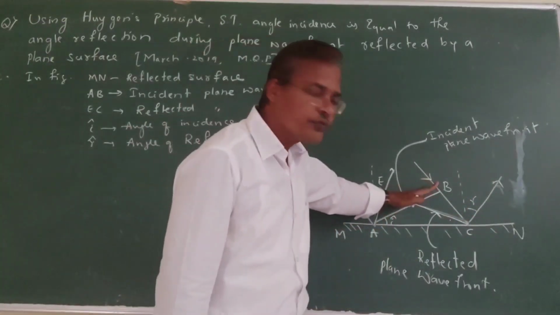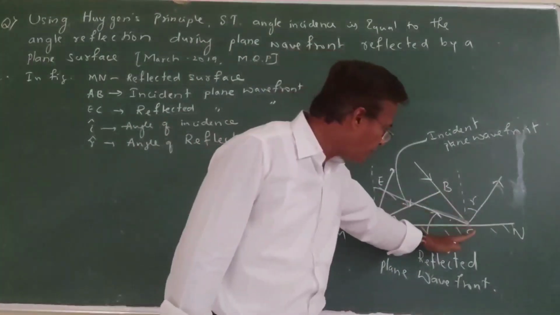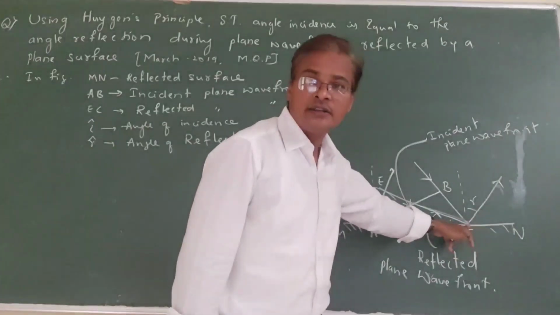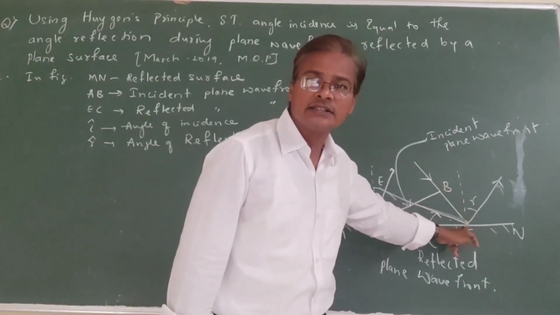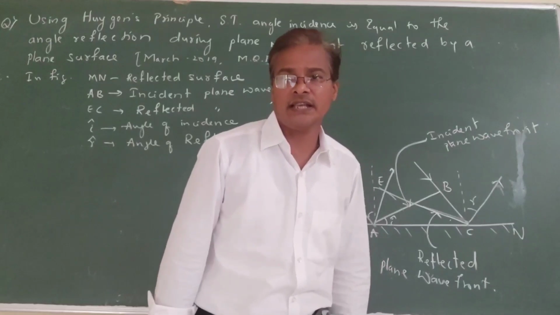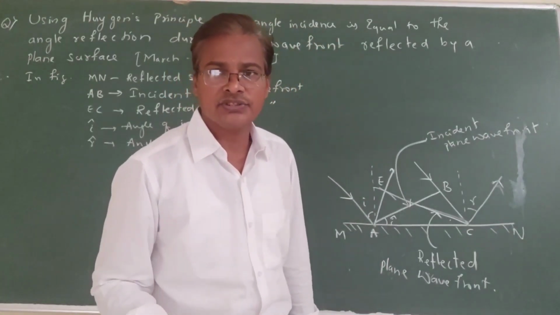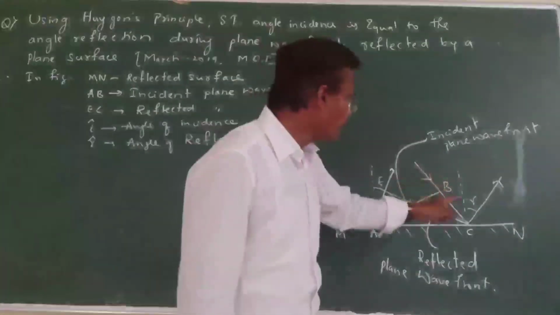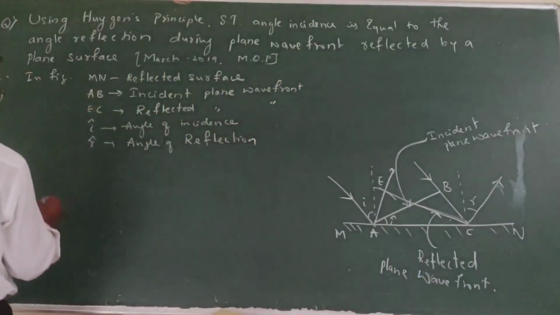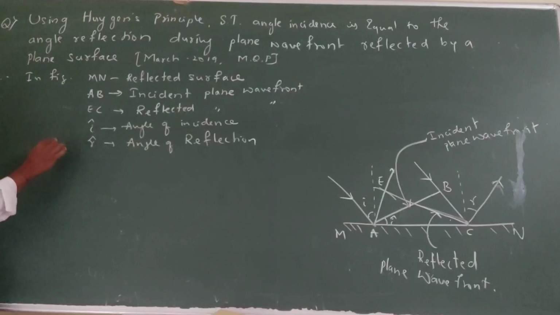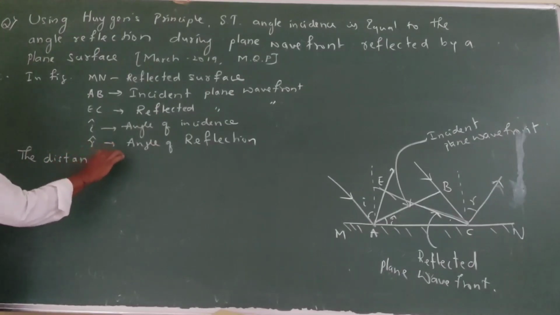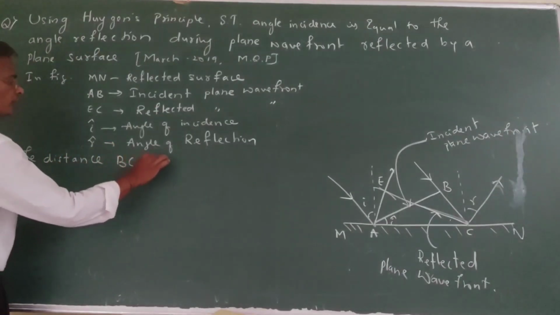So what happens to this plane wavefront? It will be moving this way and reaches this point. It will travel a certain distance, that is BC. BC is the distance traveled by the light from B to C. So BC equals V into T.